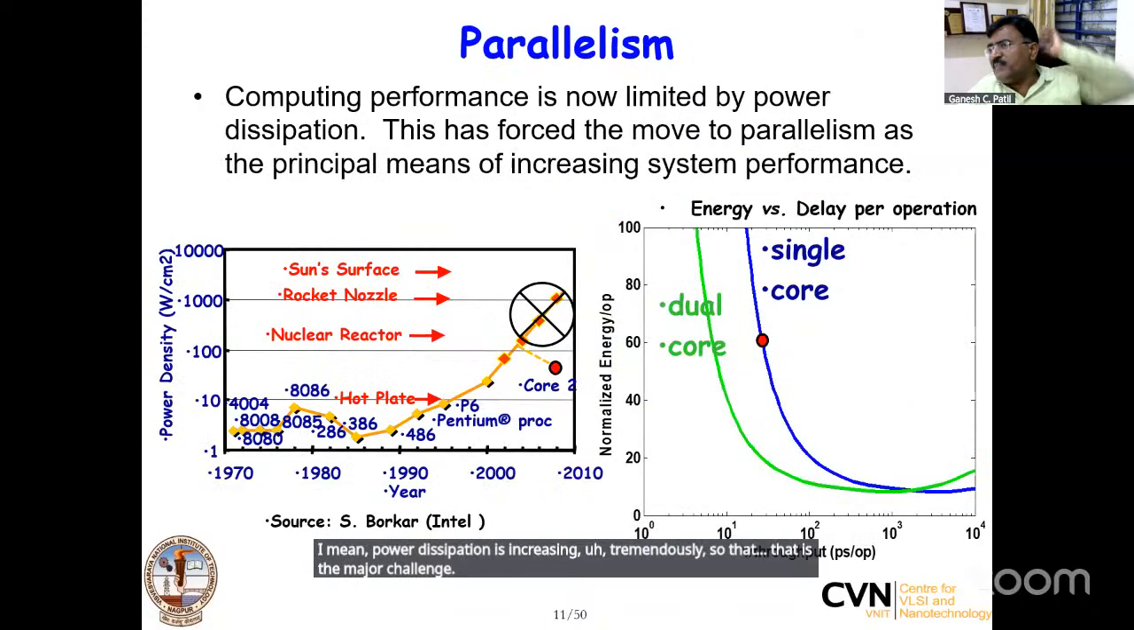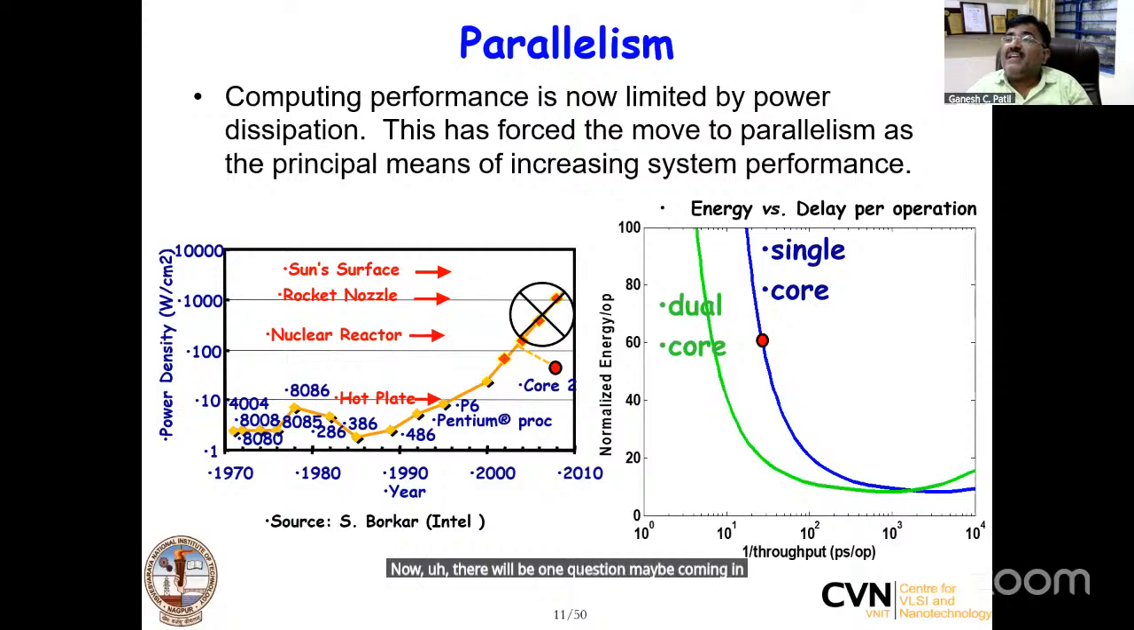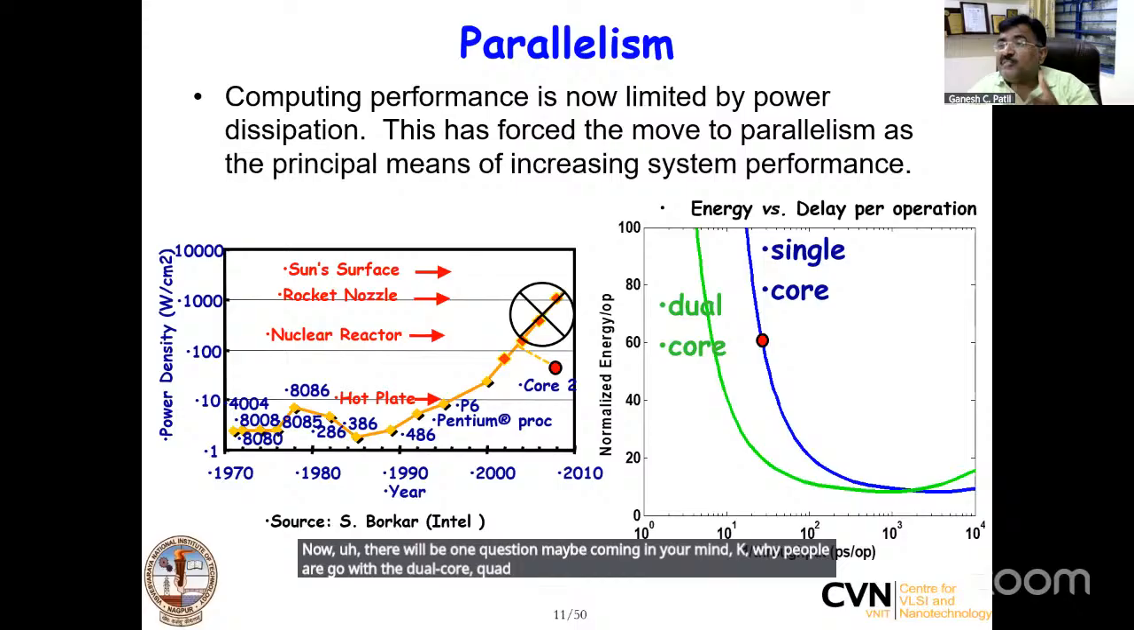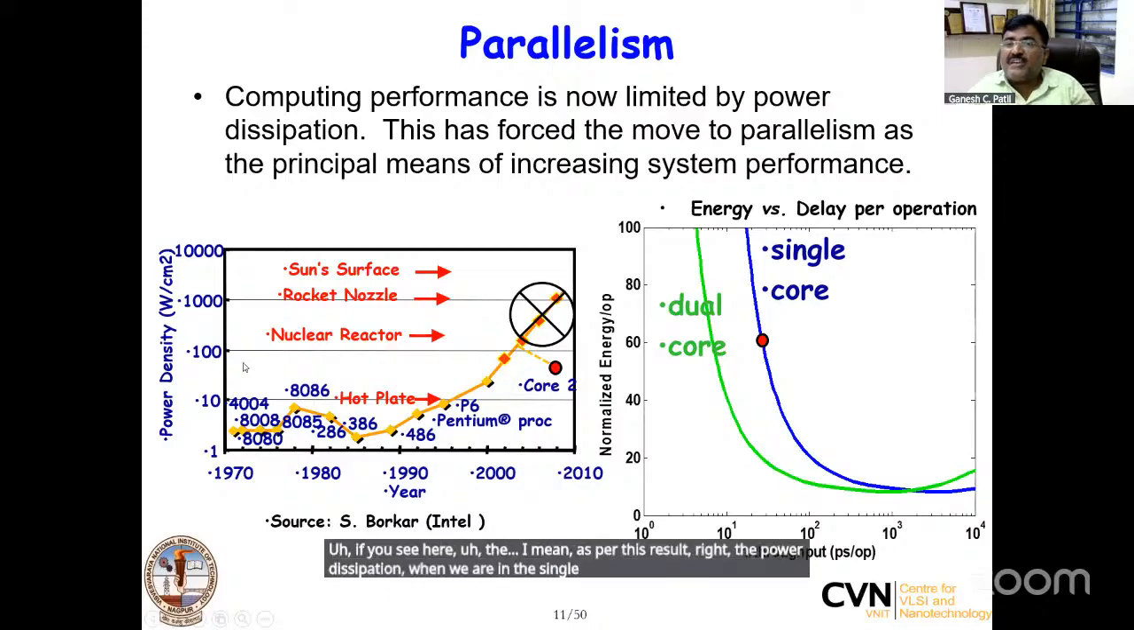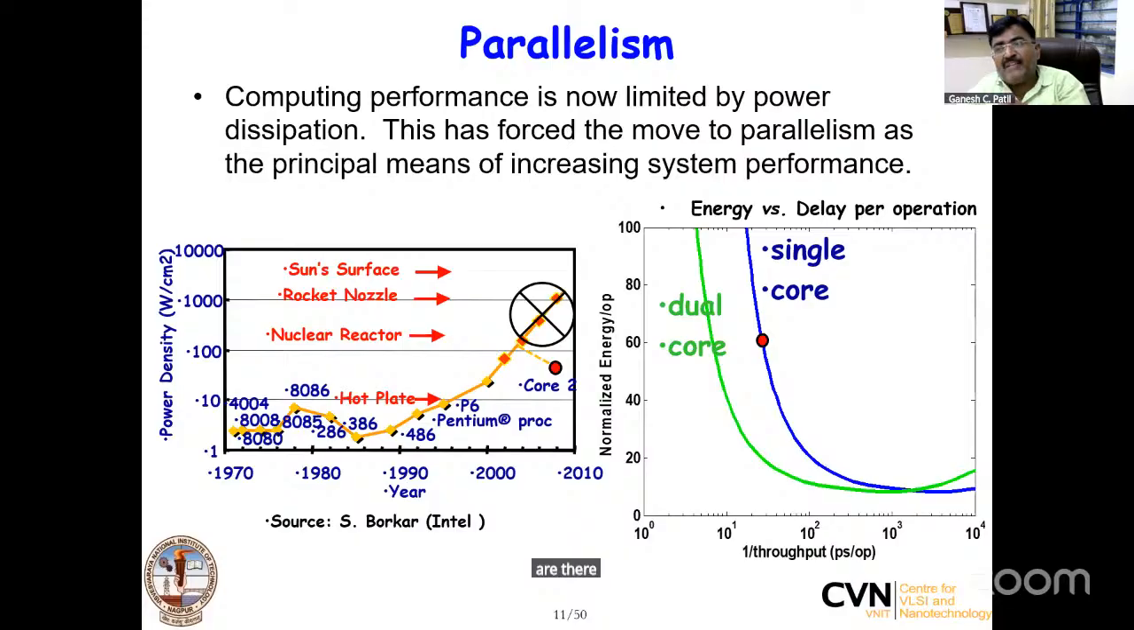Now, there may be one question coming to your mind: why do people go with dual core, quad core, octa core, hexa core, even 5000 cores together? The main reason was the power dissipation only. As per this result, the power dissipation in a single core was around 100 watt per centimeter square. But when two cores are there with the same battery voltage, the concept of parallelism came. Now let us look at this snap.